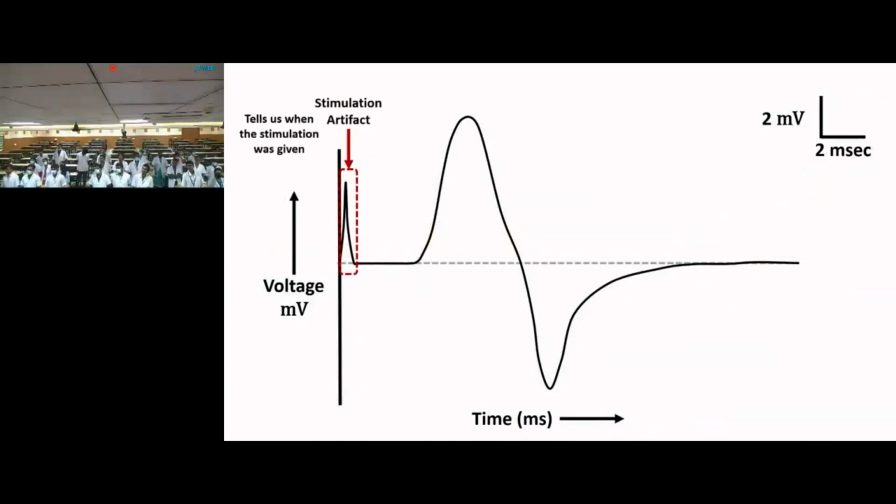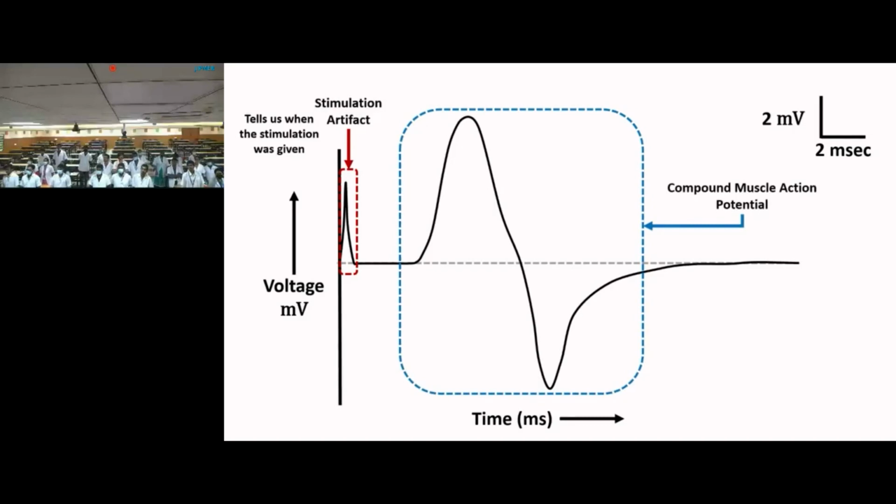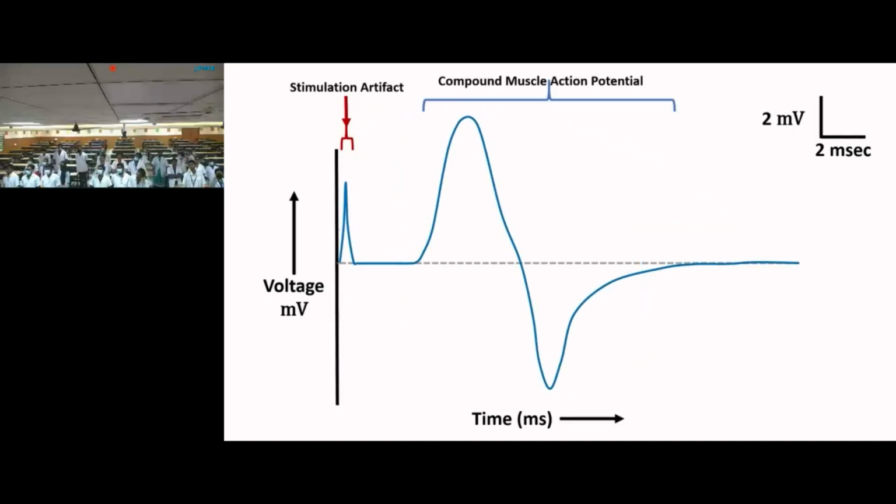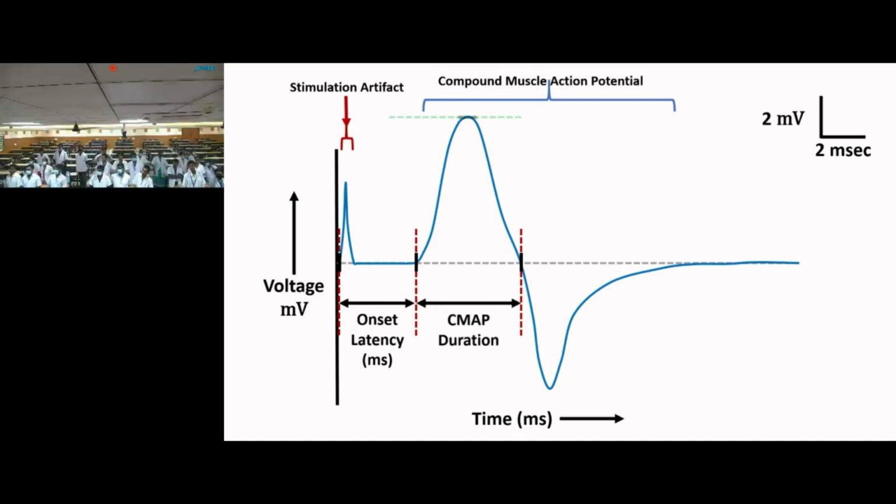So the initial thing is nothing but a stimulation artifact. This will tell us when the stimulation was given. The distance between the start of the stimulation artifact and the point where your action potential starts is going to be your onset latency. And from the start to where it has reached the baseline again, that is going to be your compound action potential duration.